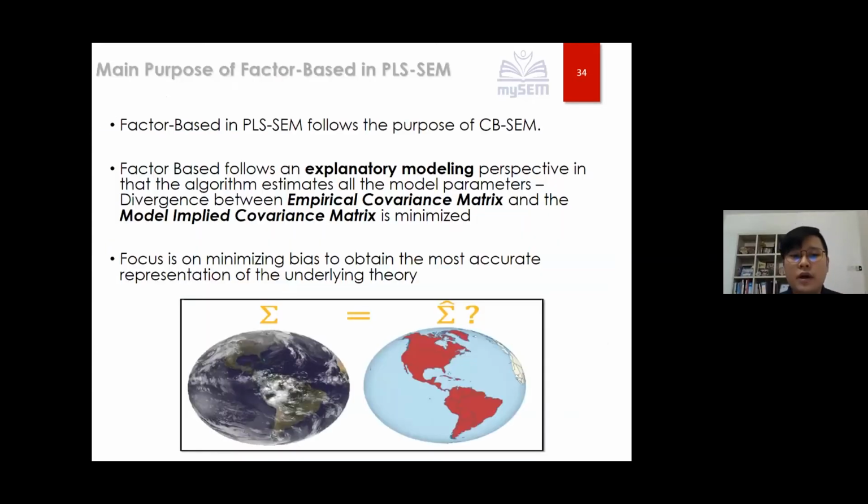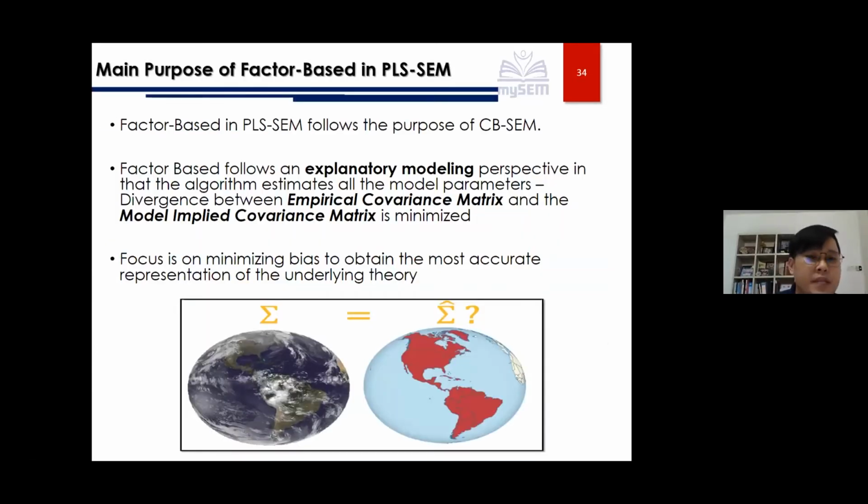So back to the most fundamental of confirmatory research. In PLS-SEM, we also can perform factor-based PLS-SEM, and this has a somewhat similar purpose to covariance-based SEM.